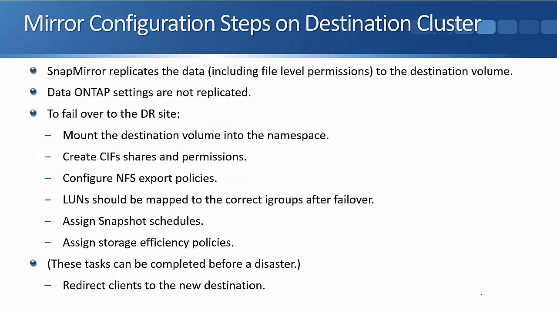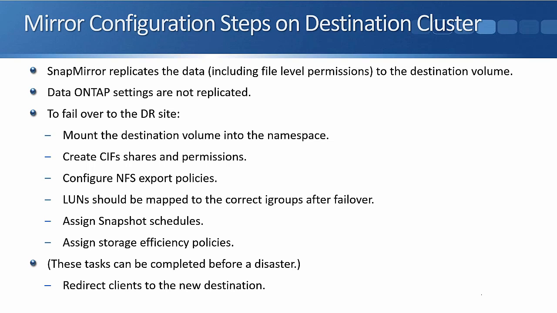As well as directing clients over, there's other settings that you're going to have to take care of as well. Because SnapMirror replicates the data, including file level permissions, to the destination volume, but it doesn't replicate the protocol settings. So to fail over to the DR site, as well as doing the SnapMirror commands, you're also going to need to make the destination volume accessible to your clients. So you'll need to mount it into the namespace. You'll need to create CIFS shares and permissions if it's using CIFS, NFS export policies if it's using NFS, and your LUNs will need to be mapped to the correct igroups after failover if you're using SAN protocols.